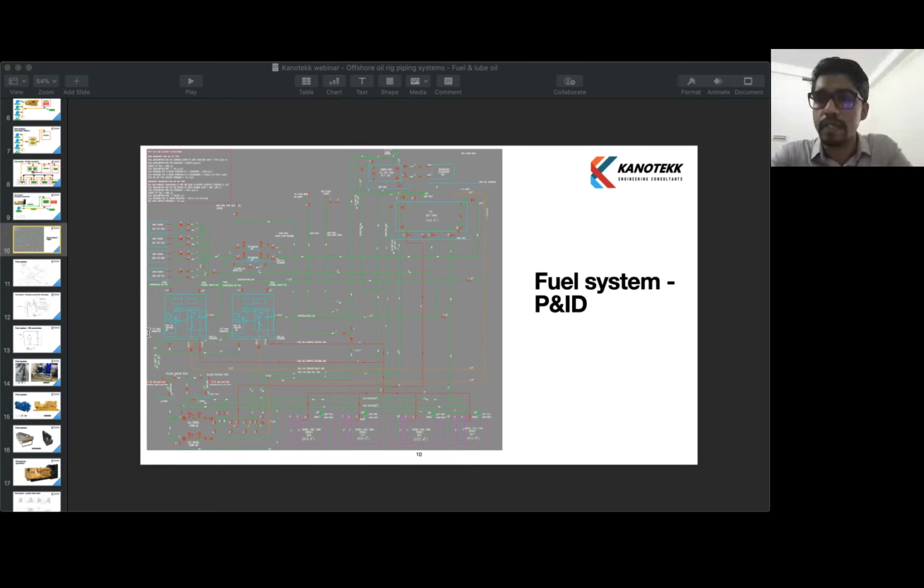In addition to it, generators and main engines have separate filters from the equipment supplier, in addition to the system filters provided by us during system design. The equipment filters will also be duplex type filters.